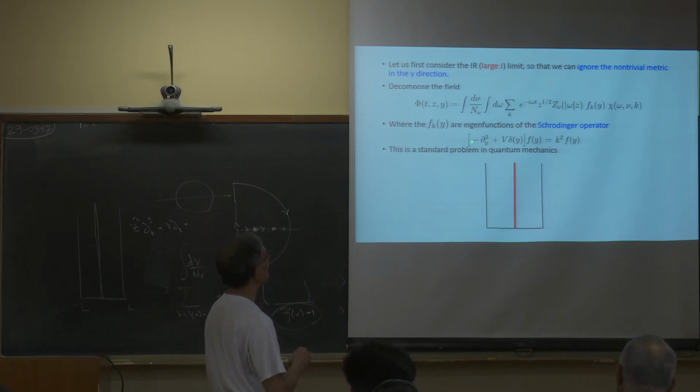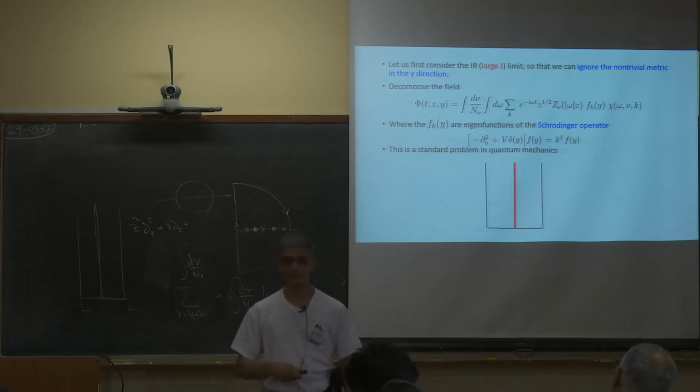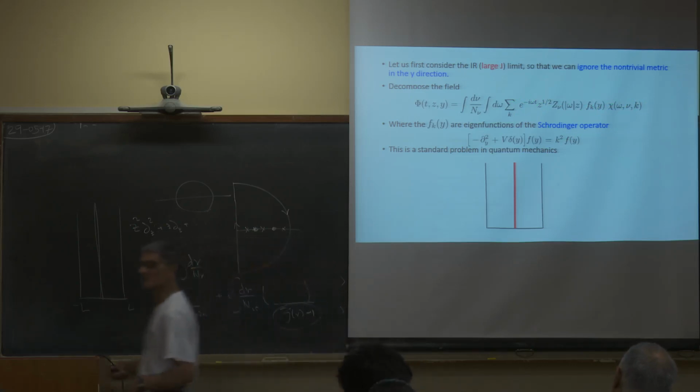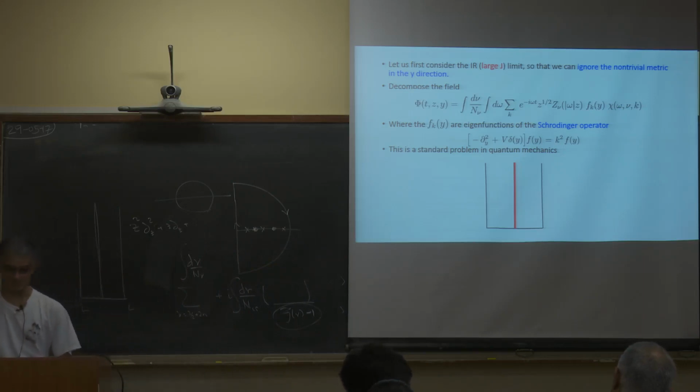These are the solutions of the wave equation in the internal direction. So, it is a Schrodinger equation. K is the eigenvalue of this problem. So, that K appears here and here, and this is just the Fourier transform in time. Okay? So, this is the complete three-dimensional mode decomposition.